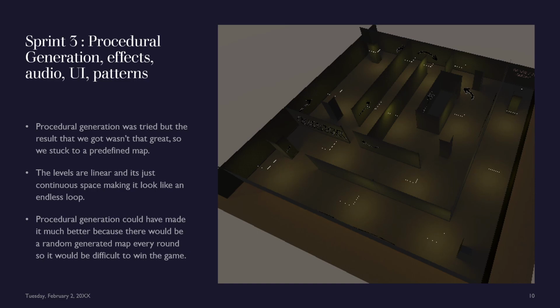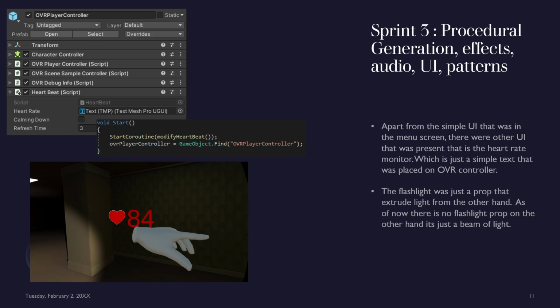The levels are linear and it's just a continuous space, making it look like an endless loop. The precision could have made the map much better, I know, and would have made the game much more difficult. But for now, this is a prototype, so we just try to show the max that we can do. Okay, ignore the procedural generation.